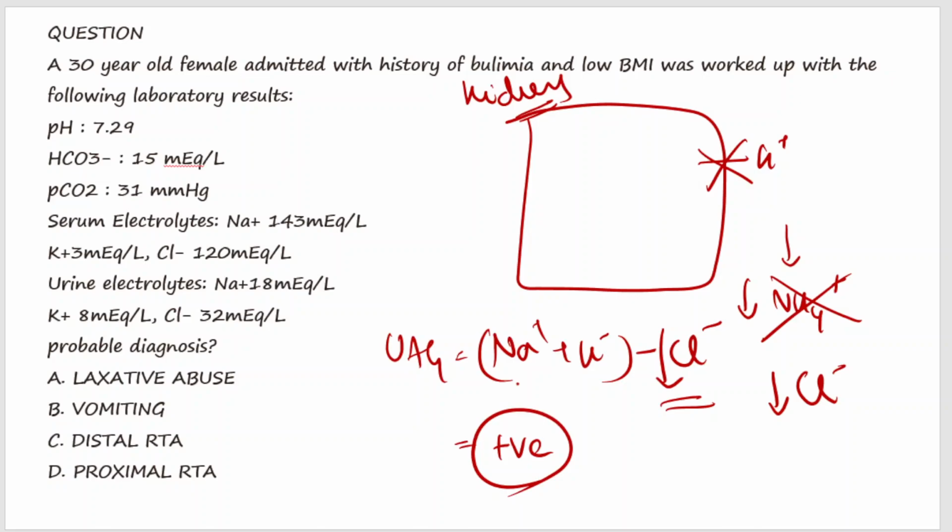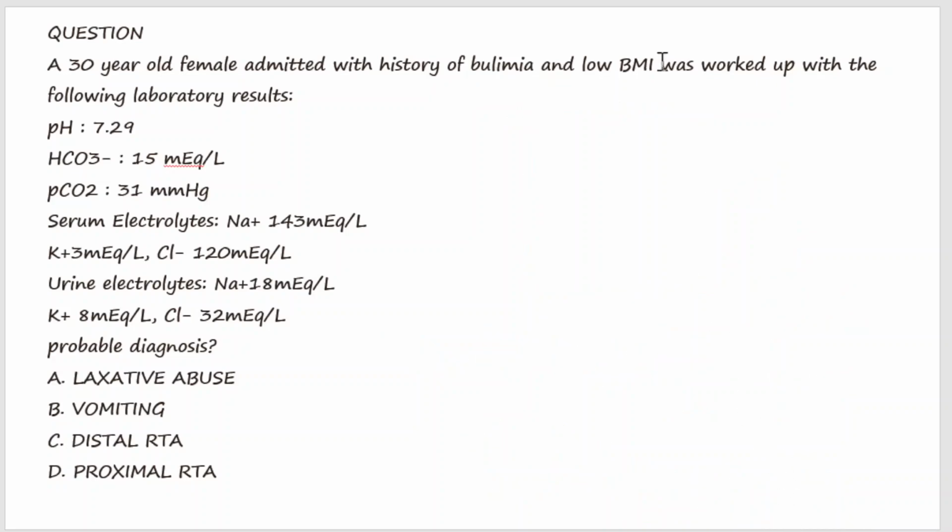Now if you calculate the urinary anion gap in this case, what do you find? Sodium is 18 plus potassium is 8 minus 32. It is 26 minus 32, so you get minus 6, which is a negative value. A negative value means the probable cause would be the GI cause.